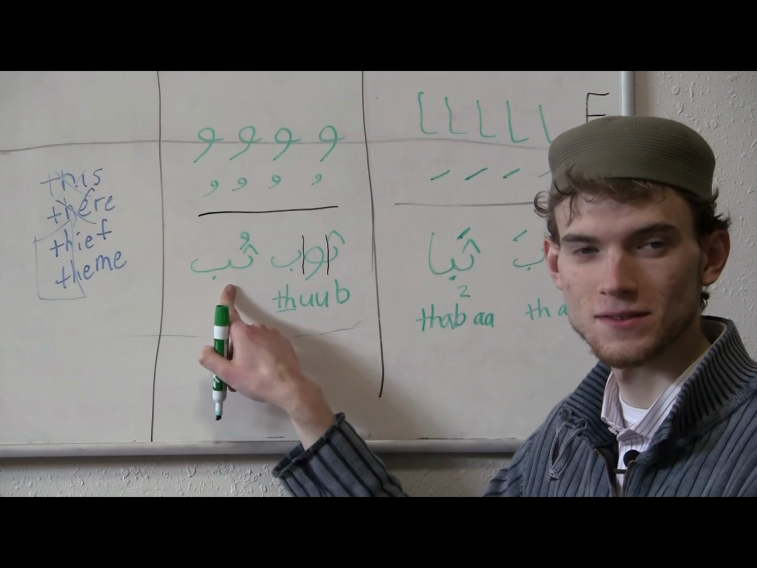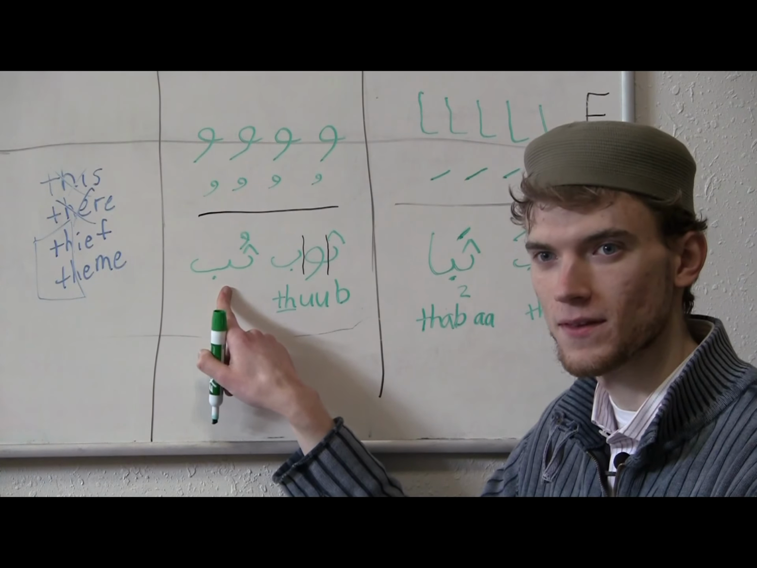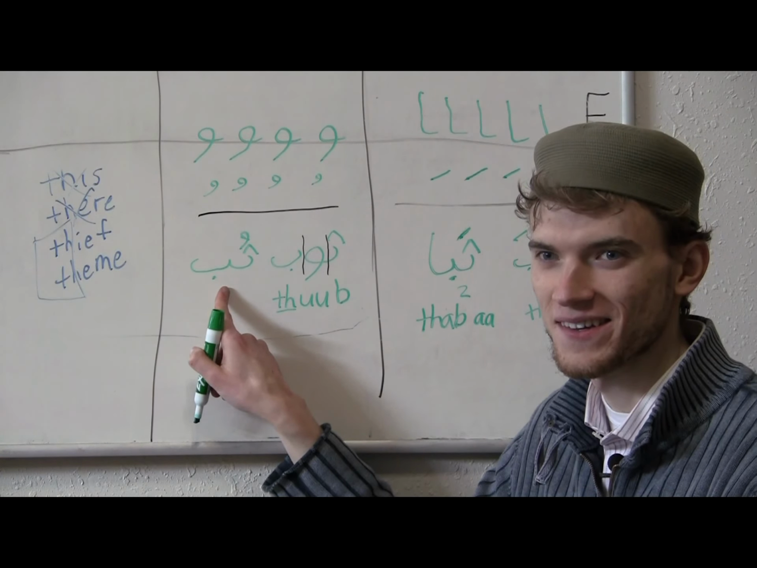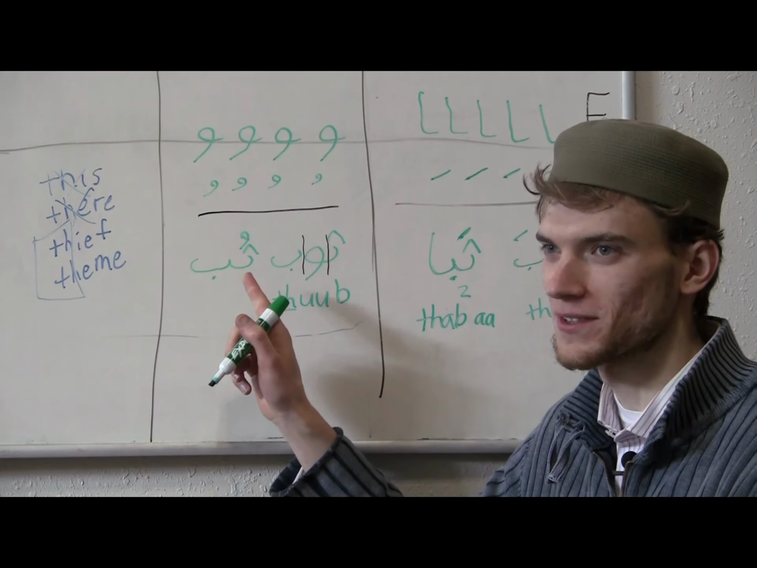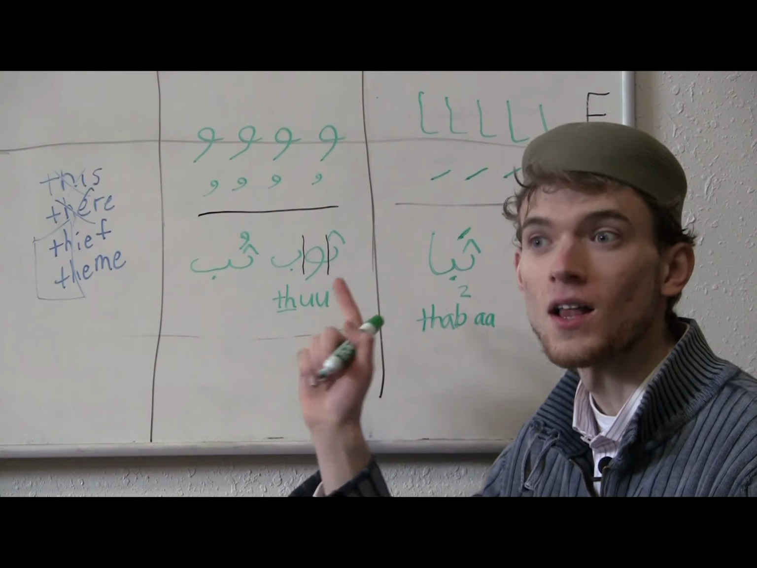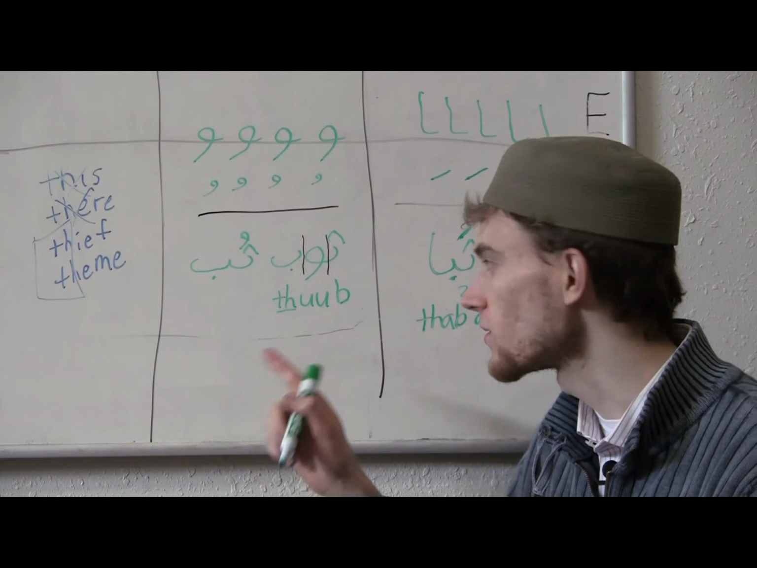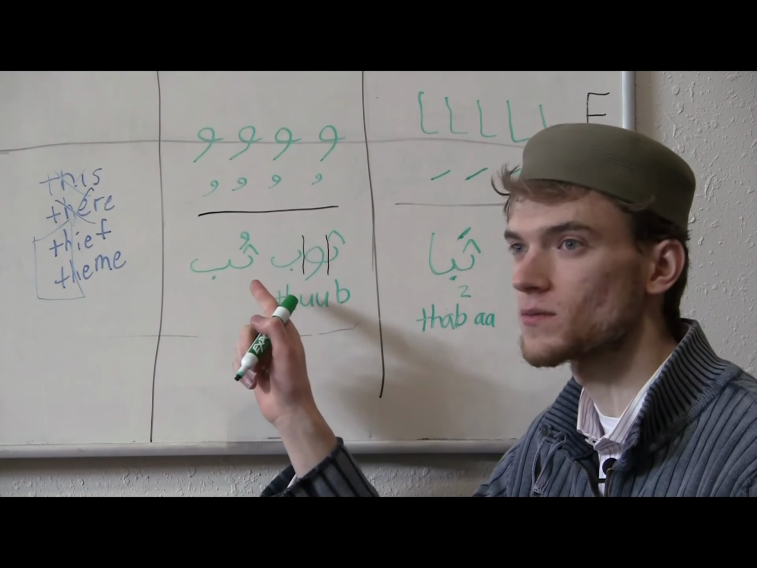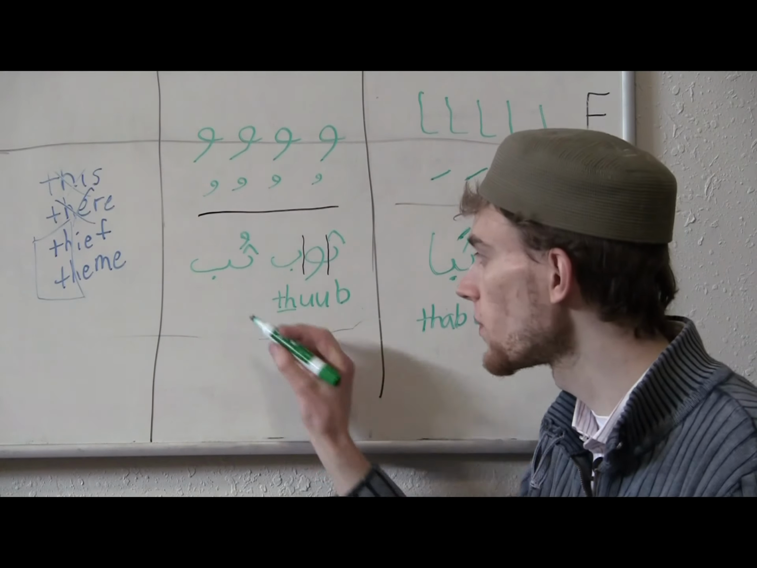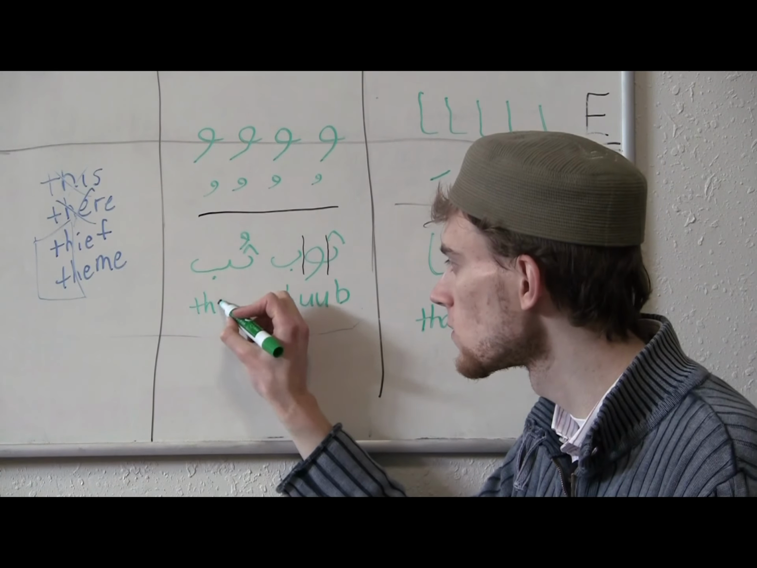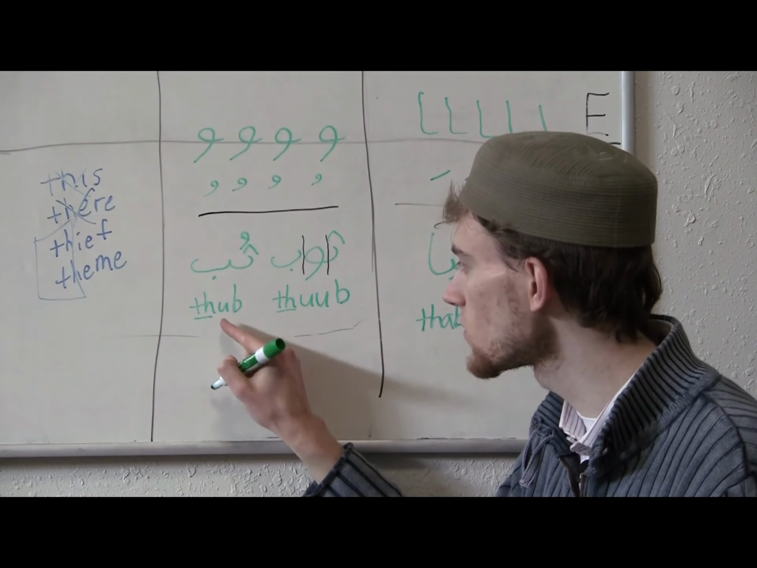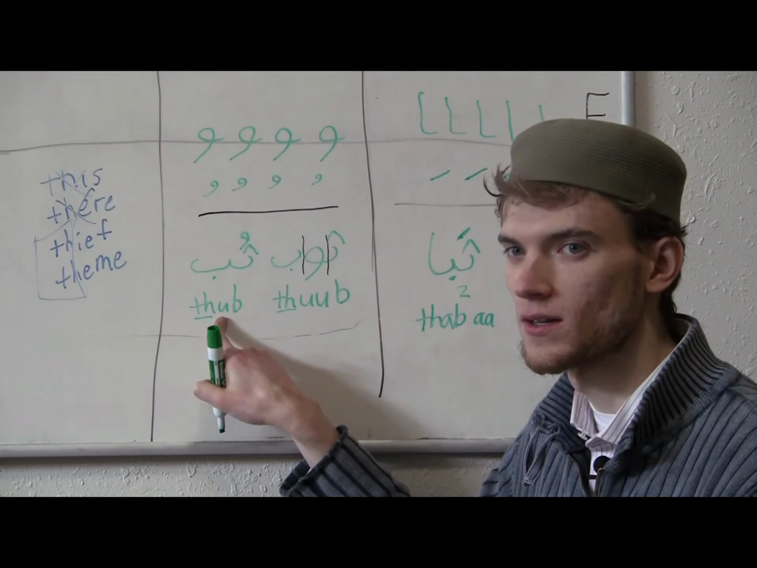Good. Now the second one. Anyone want to try this? Come on. Give you a hint. It's almost like the first one. How does it differ? What's the difference between these two? Long and short. Good. So if we know that this one is thub, what's this one? Good. Thub. We have a tha and we have a ba, and between them a dhamma.